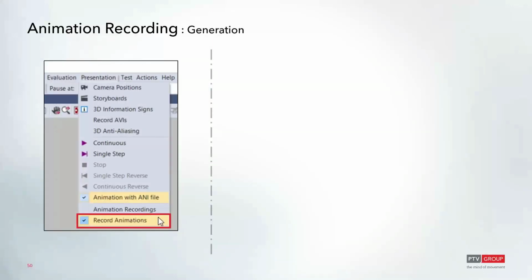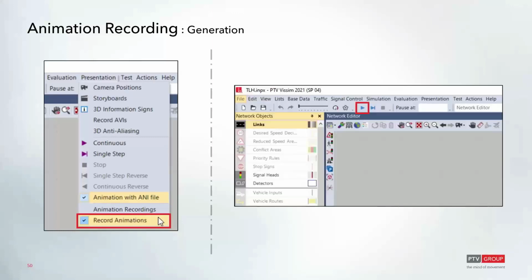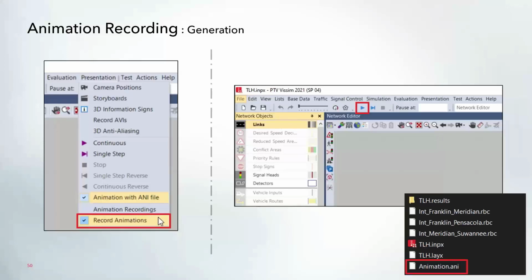And then once you want to actually create those animation files, you'll go back to the presentation menu and select record animations down at the bottom. From here, you can just play the simulation as normal. There's no other settings to set up, so you can just play that. And then it'll record that animation for the start and end time you have set up. Once that recording is complete, that animation file will be in the directory you've set up. By default, if you just type in a name for that file, it'll typically be saved in the same location where that INPX file is stored.